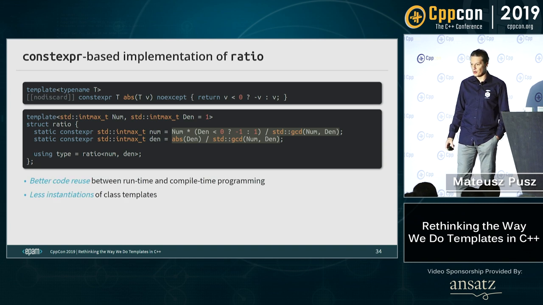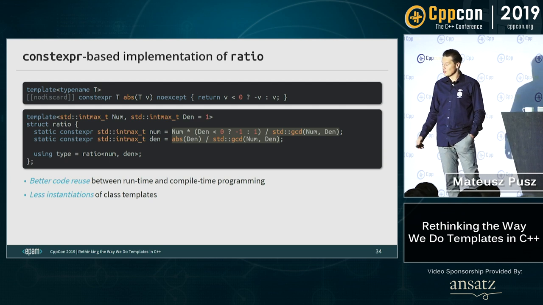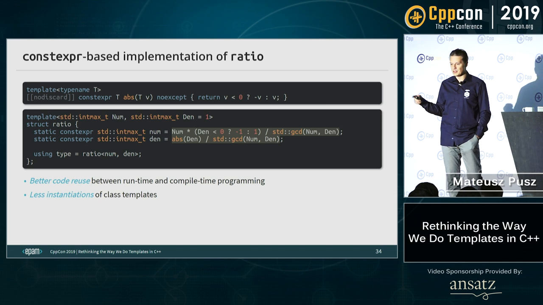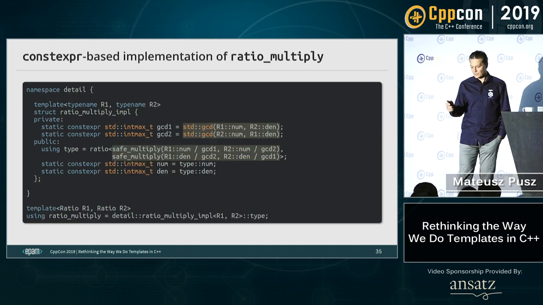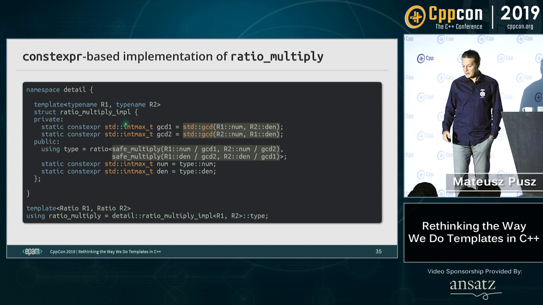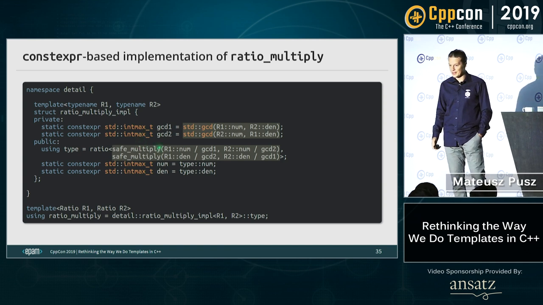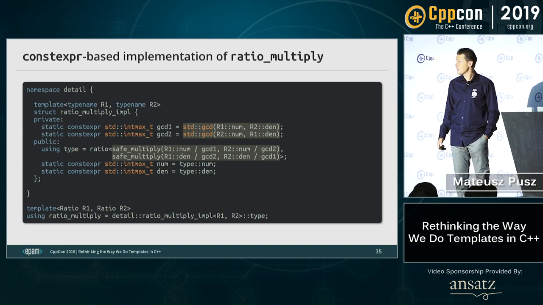It provides also much better code reuse with the runtime code. And we have less instantiations of class templates. You will find that it's really important when we'll be talking about the performance in the third chapter. Also, for ratio multiply, you can use this std::gcd function and implement your own safe multiply function that will do exactly the same. So there are fewer class template instantiations. And you can do it right now with C++17.